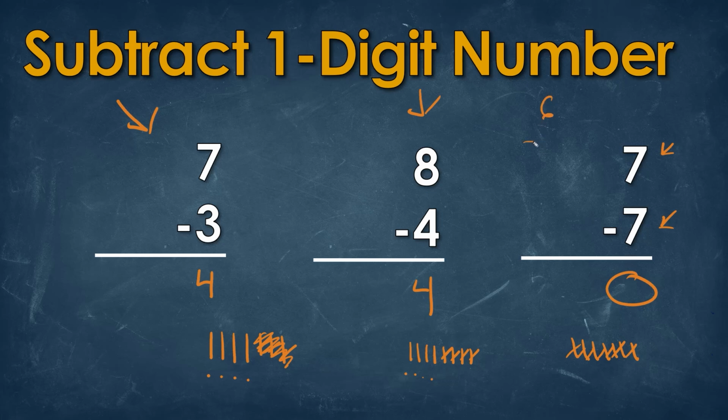So if we had 6 minus 6, that's going to be 0. If we have 5 minus 5, guess what? That's going to be 0. If we have 1,000 minus 1,000, guess what? That's going to be 0. Because anytime you subtract the same number by itself, you'll always end up with 0.